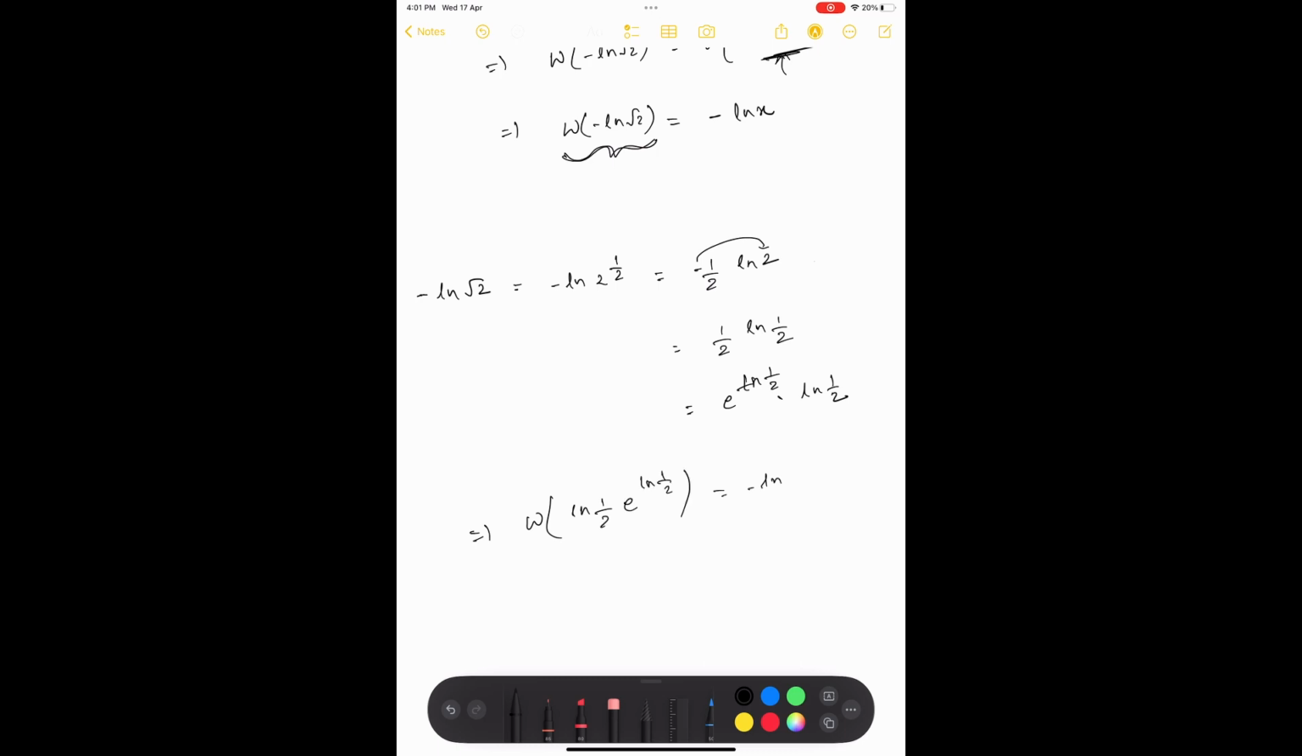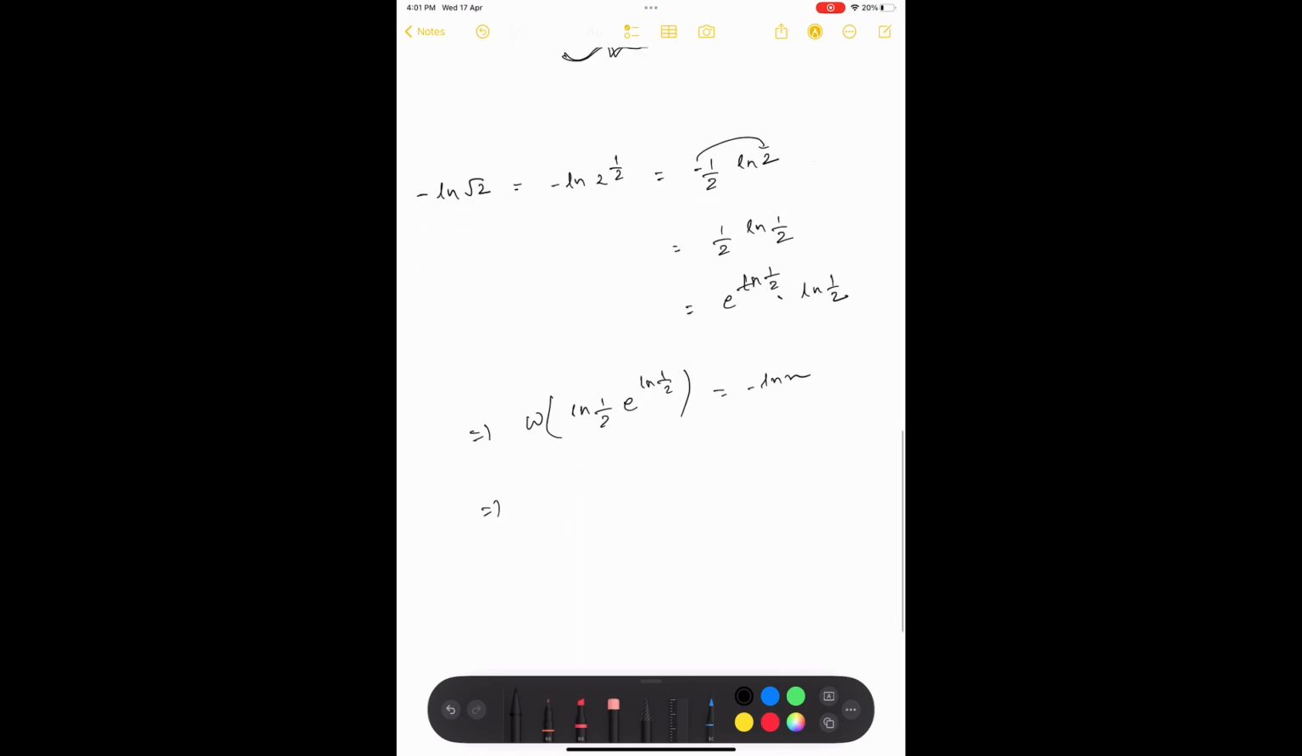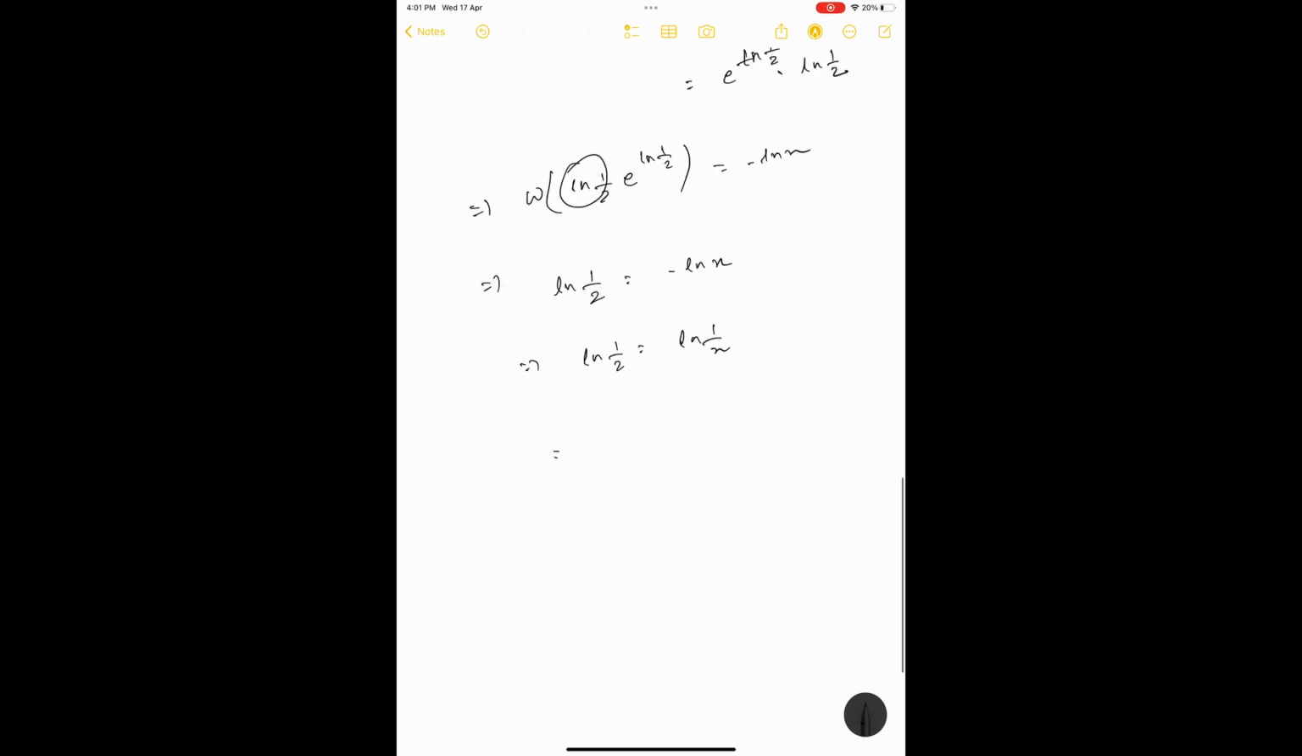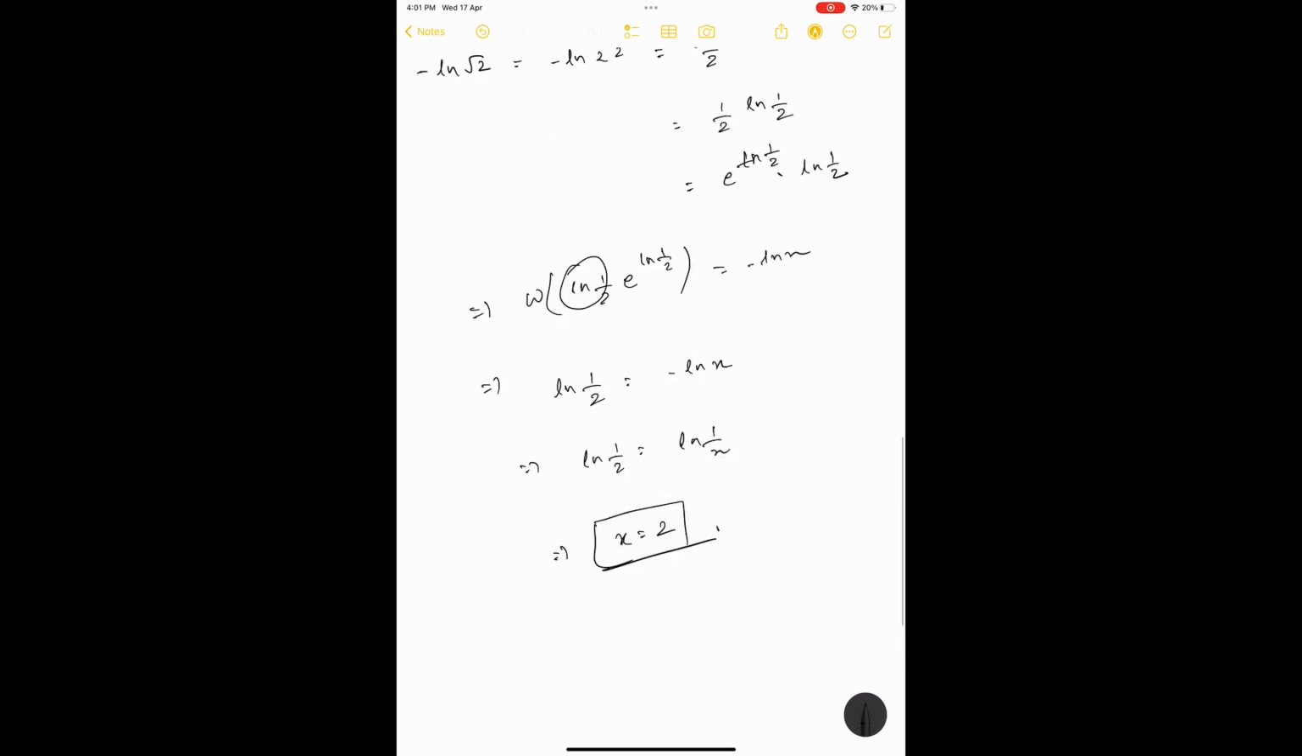Now it is again in the form something times e to the power something, so we get ln 1 by 2 equals minus ln x. From here we get ln 1 by 2 equals ln 1 by x, so we conclude that x equals 2. So root 2 power root 2 power root 2 going up to infinity equals 2.